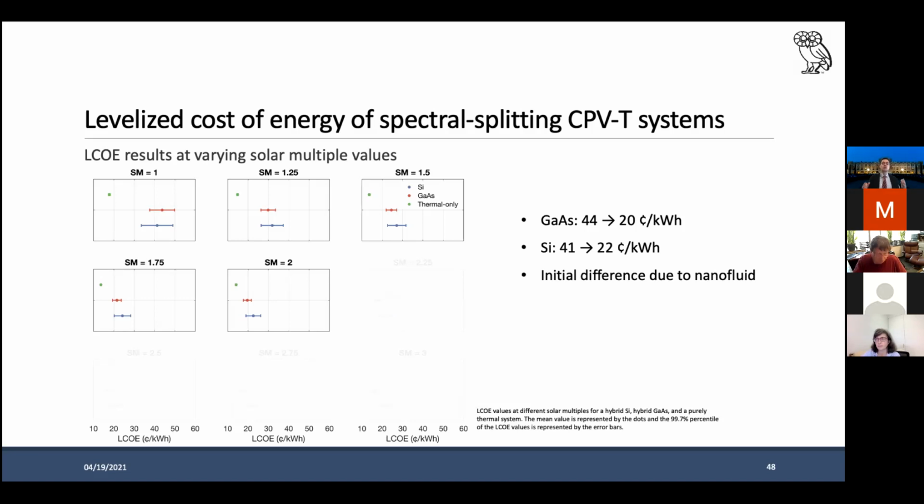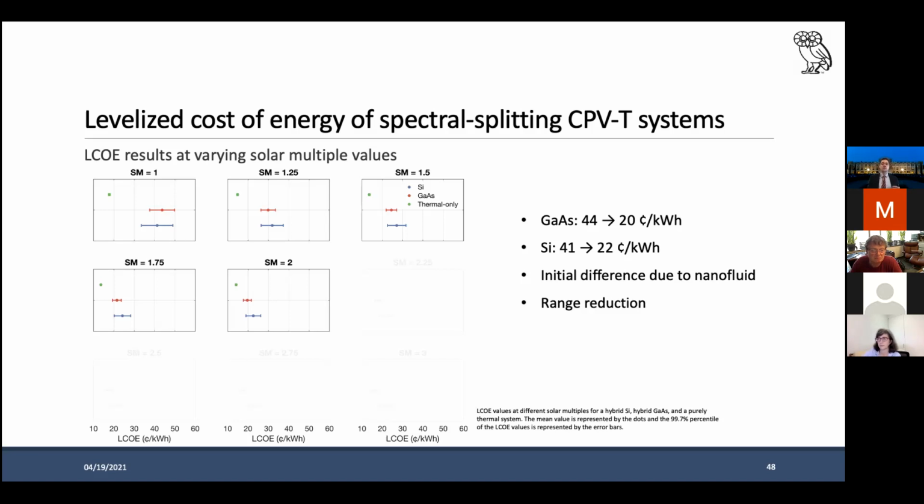The initial large difference between the thermal-only system, which is the conventional system, and the hybrid ones is related to the presence of a selective nanofluid filter. The nanofluid absorbs less thermal energy than a conventional metal absorber, and because of that, it generates less energy at the power block.